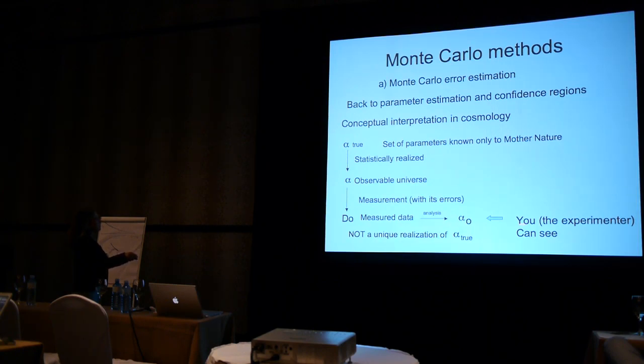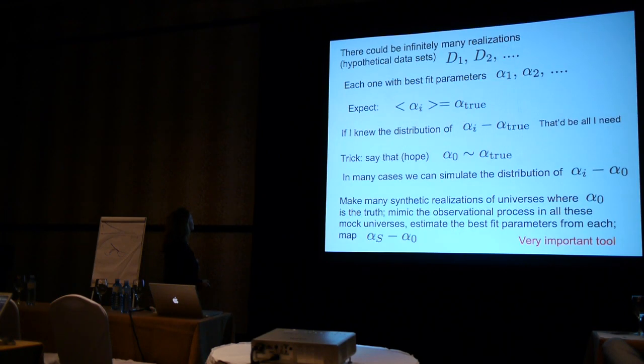Now, this is all you, the experimenter, can see. And what you actually wanted to know, you wanted to infer something about alpha true and where alpha true came from. But this alpha 0 is not a unique realization of alpha true, right? For obvious reasons. First, because this is a statistical realization of this, and second, because you have some error associated with your measurement. And you want to quantify that. And so this is where Monte Carlo comes in, and that's what you really want.